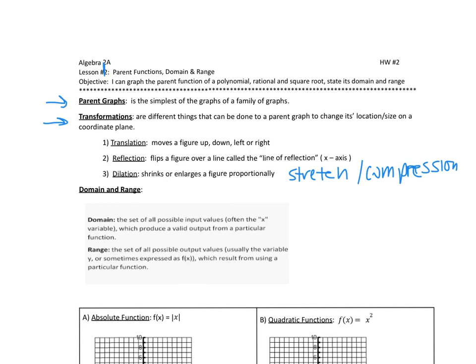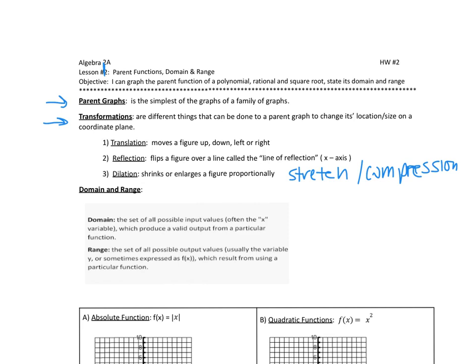A stretch means if I take the parabola or the absolute value graph or any of them and I grab it from end to end and I stretch it, it becomes thinner and steeper. A compression is if I take it from the top and I push it down and I just keep hitting it down and flatten it out, it becomes fatter. That would be a compression.